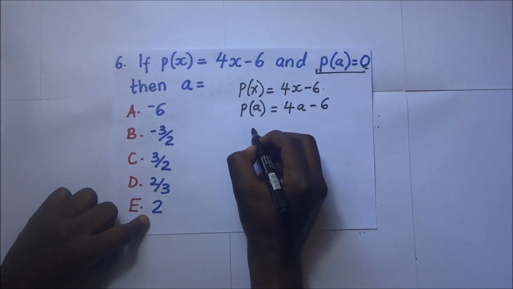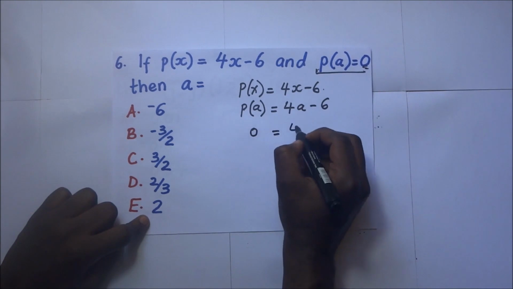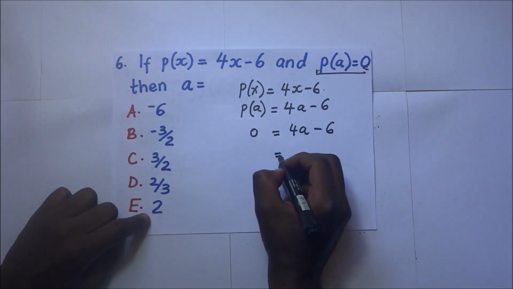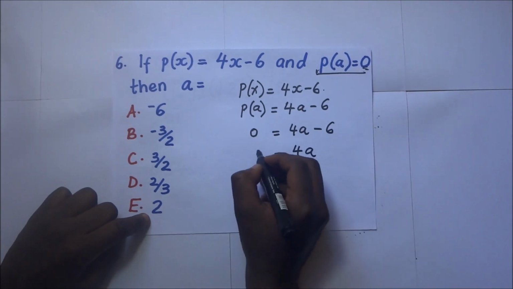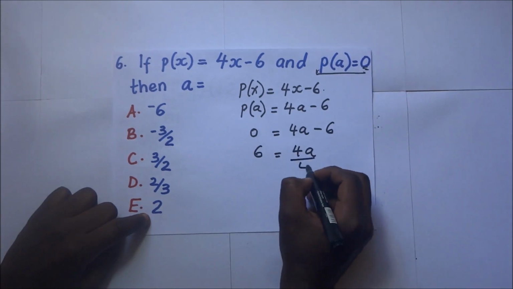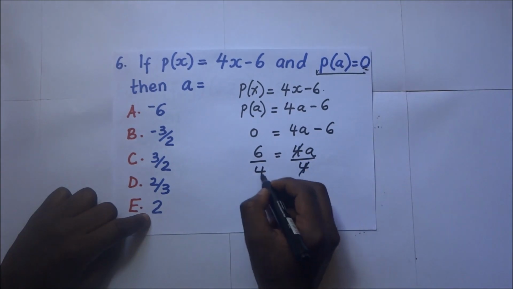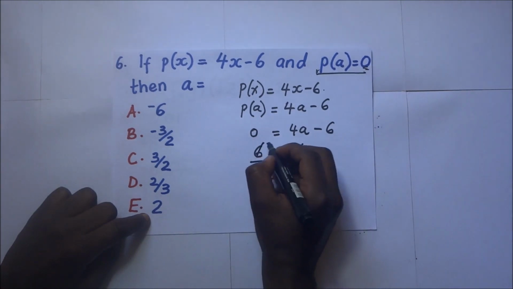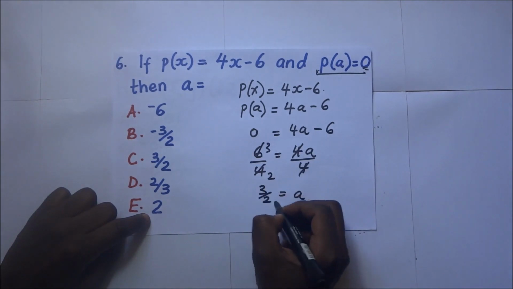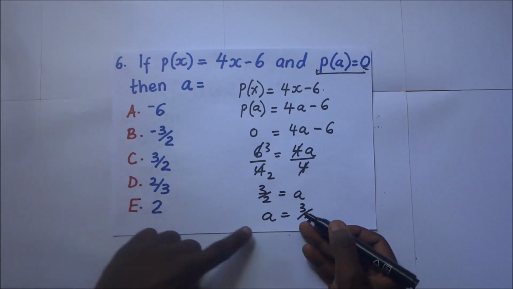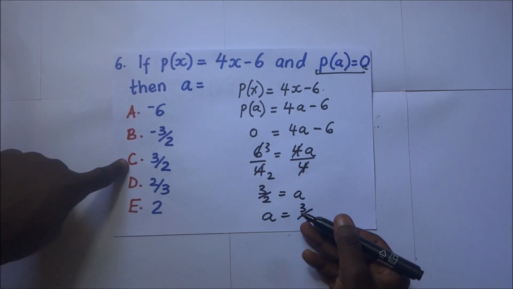So this thing is equal to 0, which gives us 4a minus 6 equals 0. So go ahead and find the value of a. This is going to become 4a being equal to positive 6. When we divide both sides by 4, we shall end up with our value of a as 3 over 2. So our value of a is 3 over 2, and that makes C the answer.